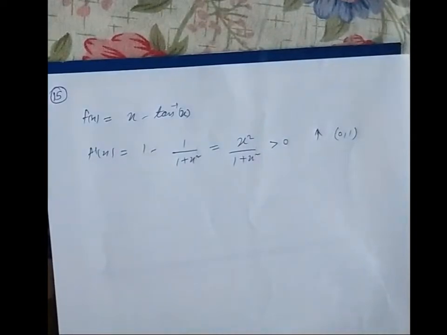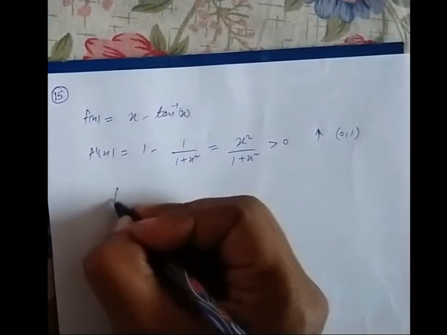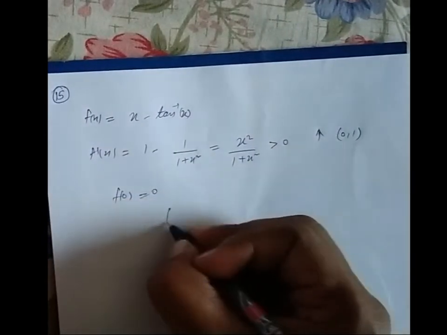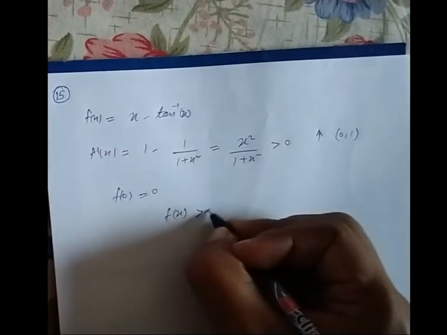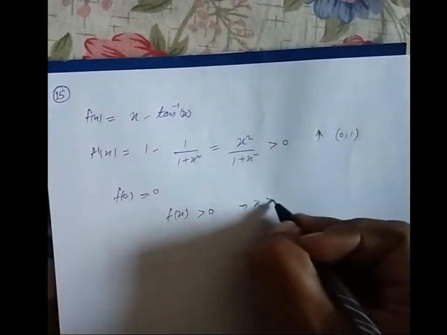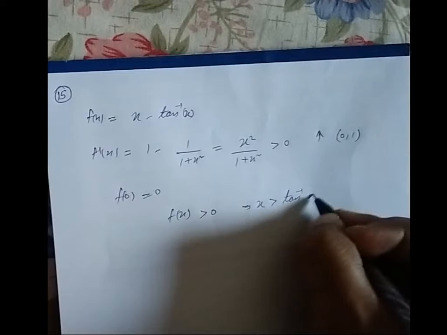So if f is increasing in 0 to 1, we can also see that f(0) is equal to 0. So f(x) is greater than 0 for all x between 0 to 1. This implies x is greater than tan inverse x.